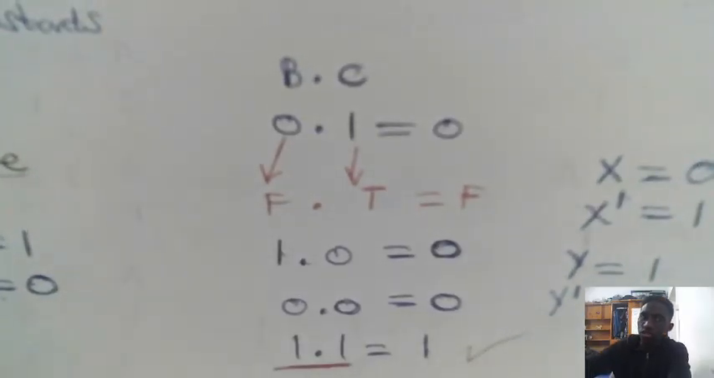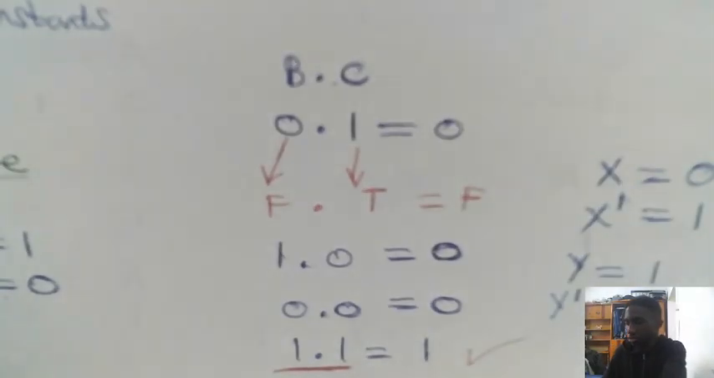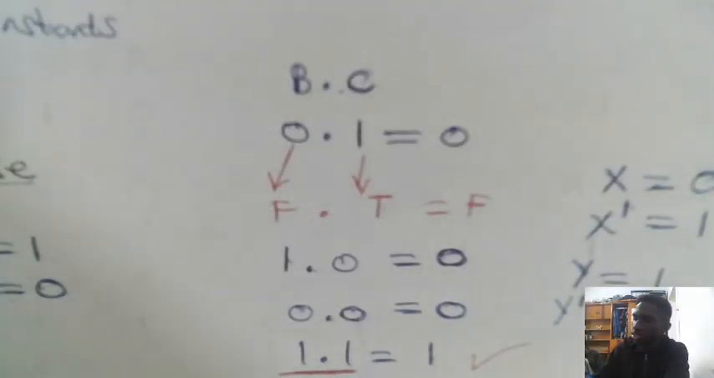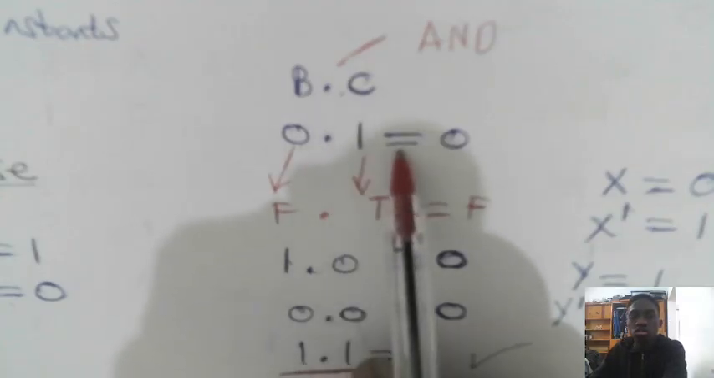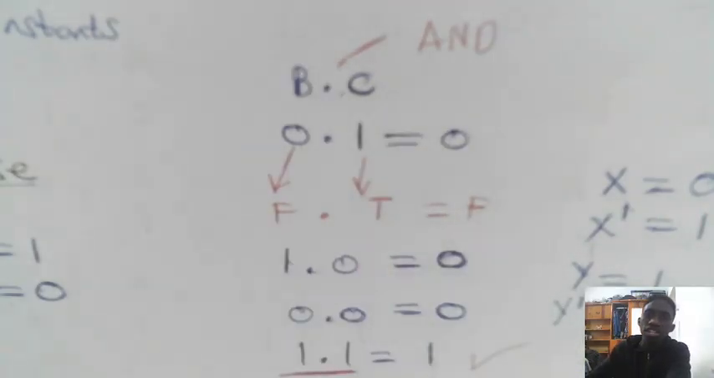For instance, I have two variables, B and C. The dot, as we said, represents logical AND. So if B takes on 0 and C takes on 1, that is, B takes on false and C takes on true. False and true. It will rain and today is Monday.